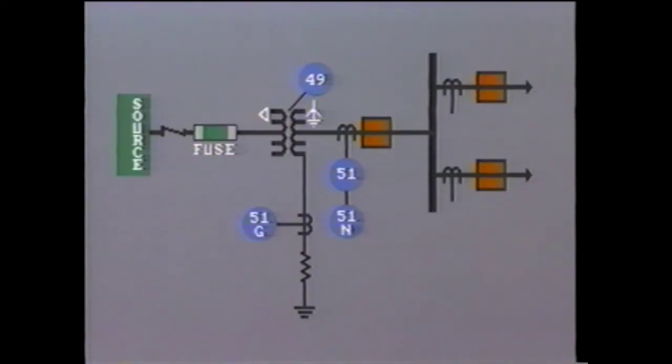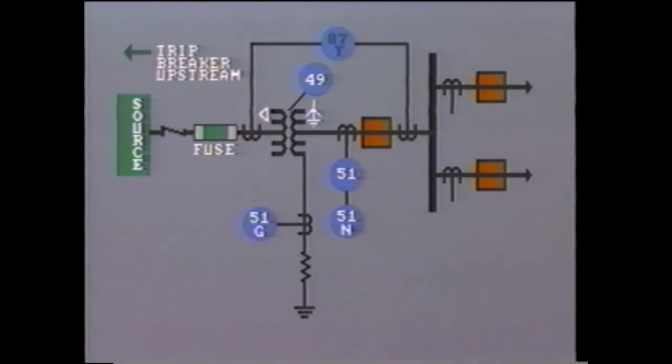Where this type of transformer installation is considered to be critical, differential protection should be employed using CTs in the transformer primary bushings and at the secondary breaker terminals. As the differential relay cannot trip the fuses, it must be connected so as to trip the primary source breaker upstream, as well as the transformer's secondary breaker.